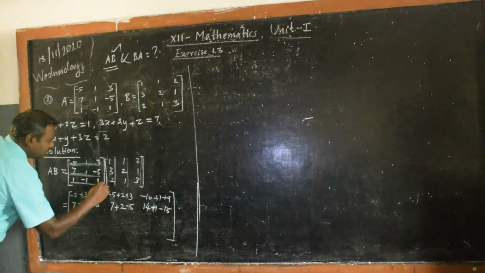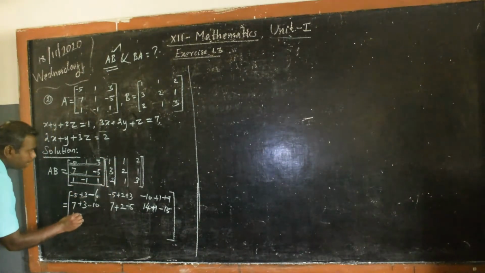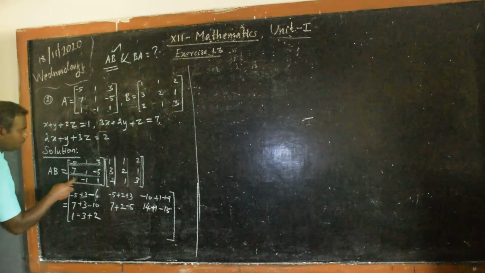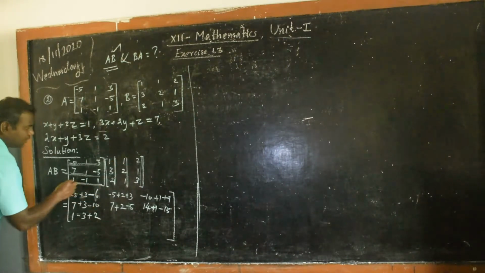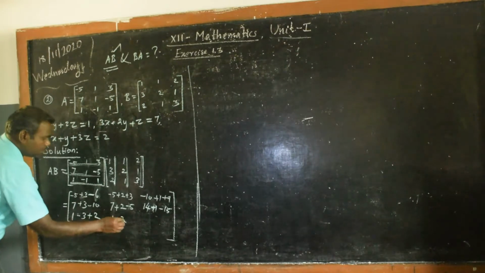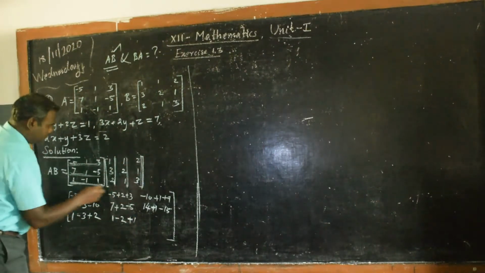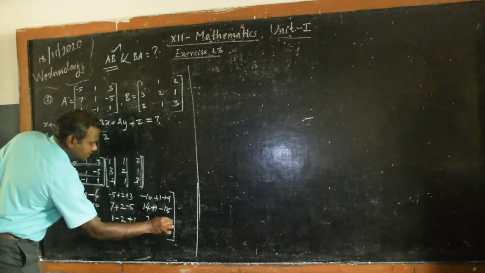Next, third row first column: 1 minus 3 plus 2. Third row second column: 1 minus 2 plus 1. Last row last column: 2 minus 1 plus 3.